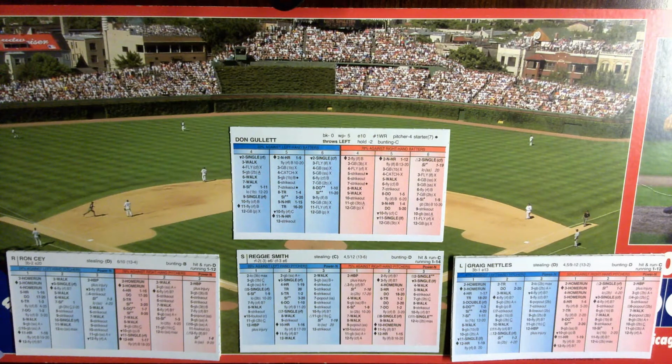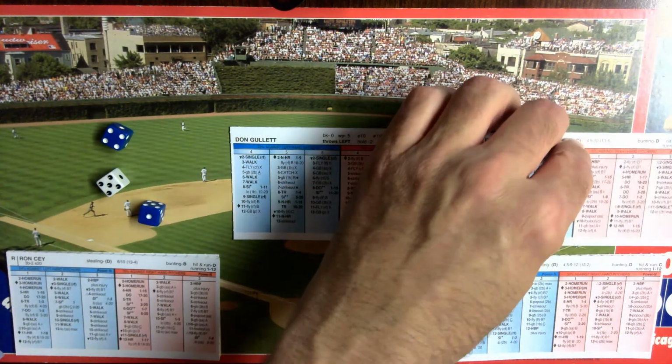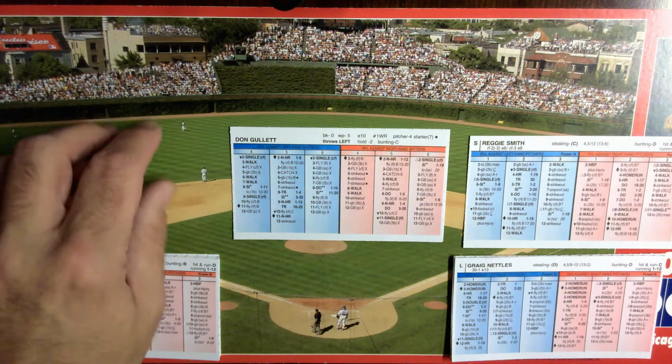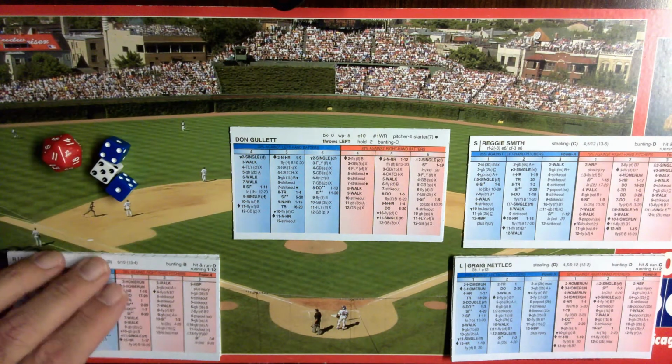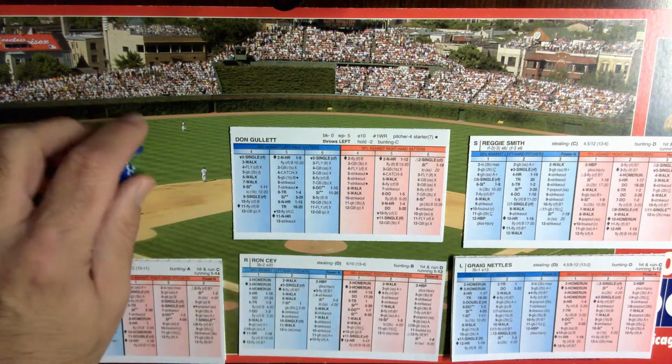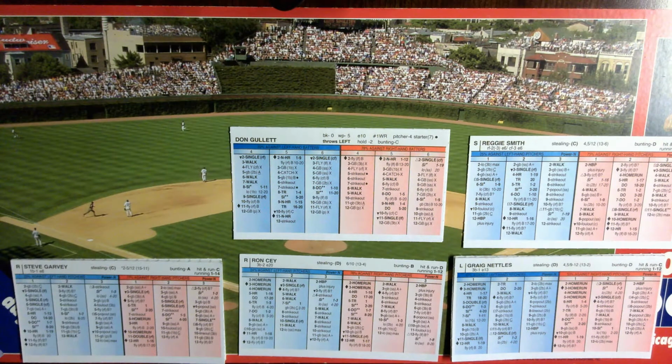Alright, Reggie Smith is up. Reggie's 0 for 2 for the day with 1 strikeout. It's a 5 and a 5, batting from the right side of the plate. That is a leadoff walk. So Smith reaches on a walk. That is the first walk issued by Gillette. We are not going to steal with Smith, however, he will be held at first. Third baseman Ron Cey is up. Cey is 0 for 2 today.